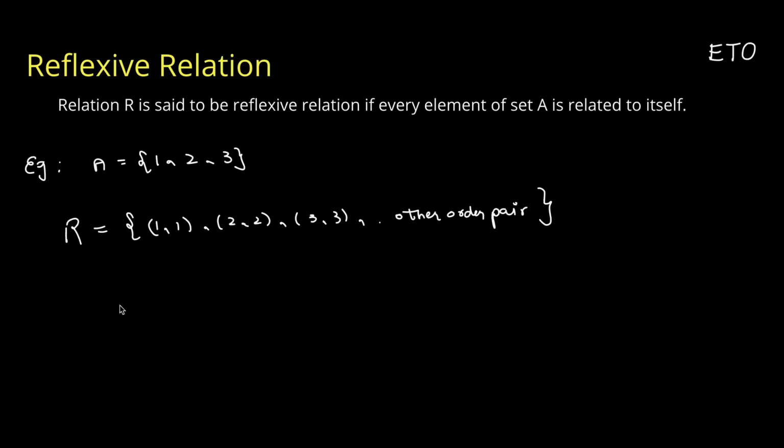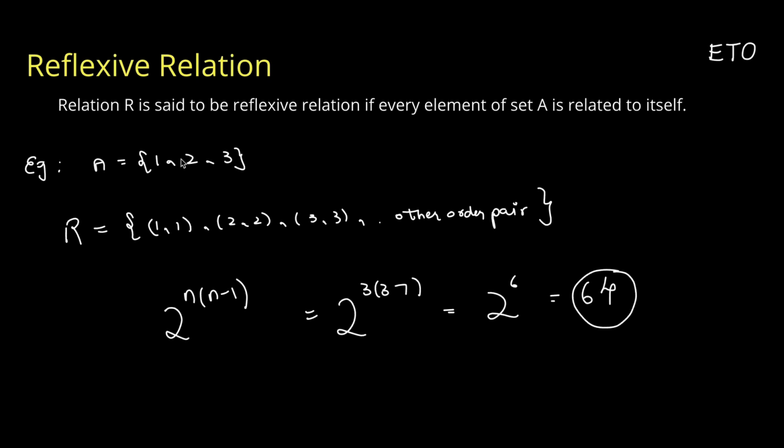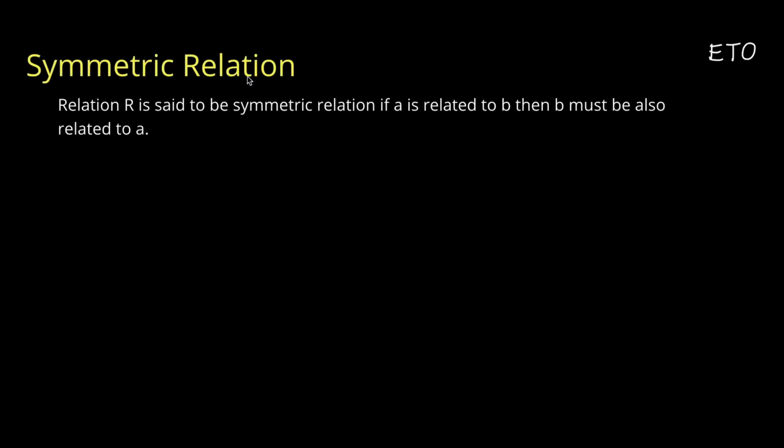To find the total number of reflexive relations that can be formed from set A is 2 to the power of n squared minus n, where n is the number of elements in set A. So 2 to the power of 3 squared minus 3, we get 2 to the power of 6, which is equal to 64. So using set A, we can form 64 reflexive relations.